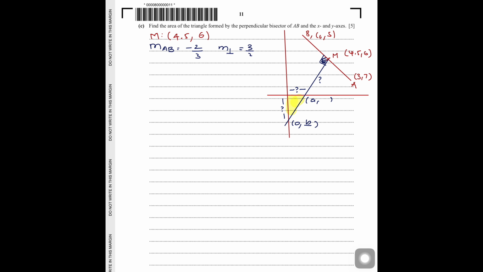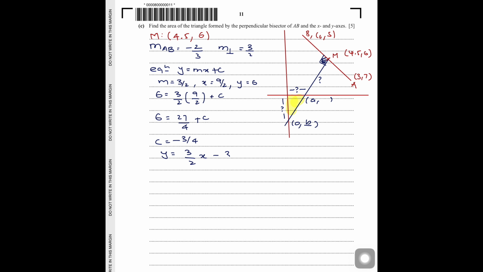So now, the equation of the perpendicular bisector, y equals mx plus c, where m is 3 over 2, x is 9 over 2 or 4.5, and y is 6. 6 equals 3 over 2 times 9 over 2 plus c. 6 equals 27 quarters plus c. So c equals 6 minus 27 quarters, negative 3 quarters. So the equation of the perpendicular bisector is y equals 3 over 2 x minus 3 quarters.